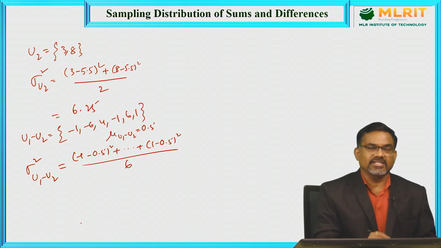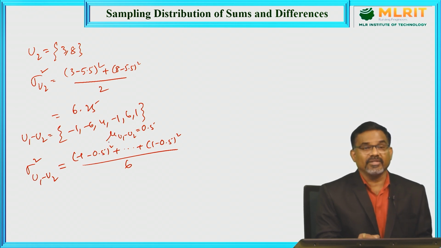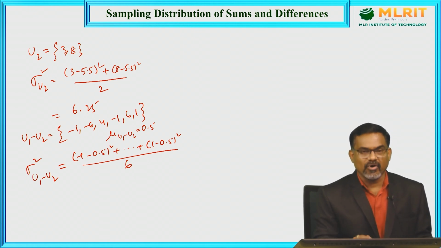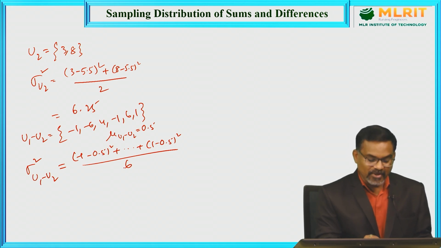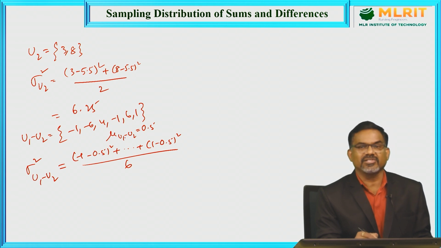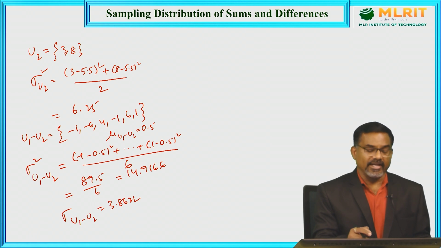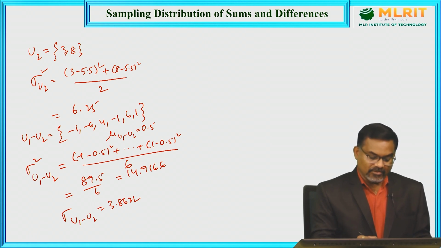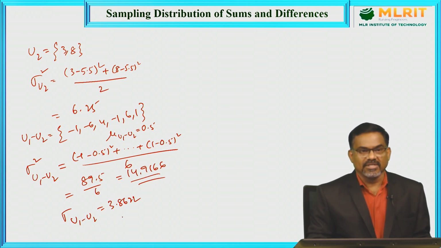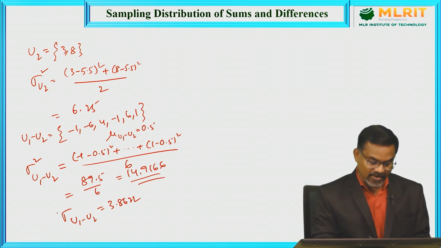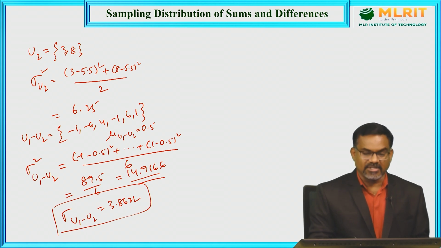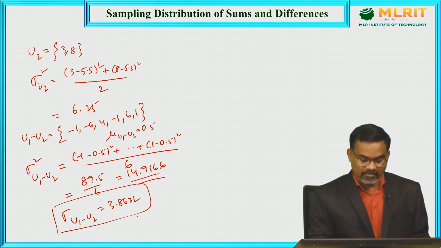So, the variance characterizes the variability of the elements, the variability of each and every element with the corresponding mean, which is called the deviation, the deviation of the actual values from the mean. So, sum of the squares of deviations divided by the total number of elements. And by calculating the numerator value, we get 89.5 divided by 6, which results as 14.9166. And hence, the standard deviation of differences is given by the square root of 14.9166, which results as 3.8622.